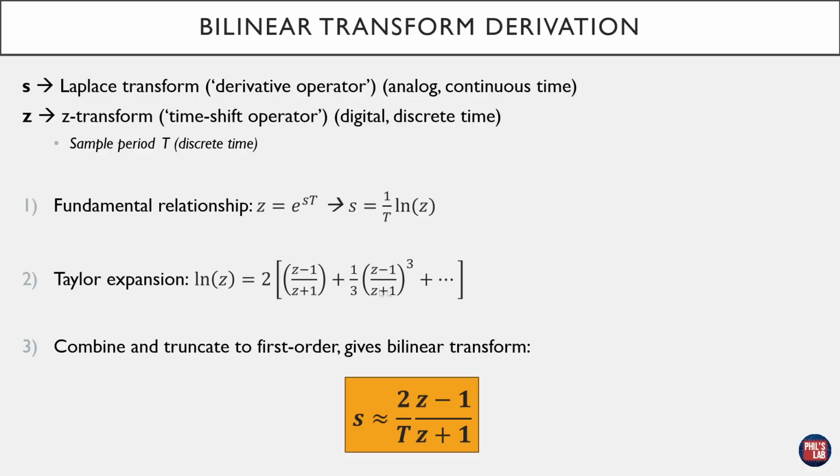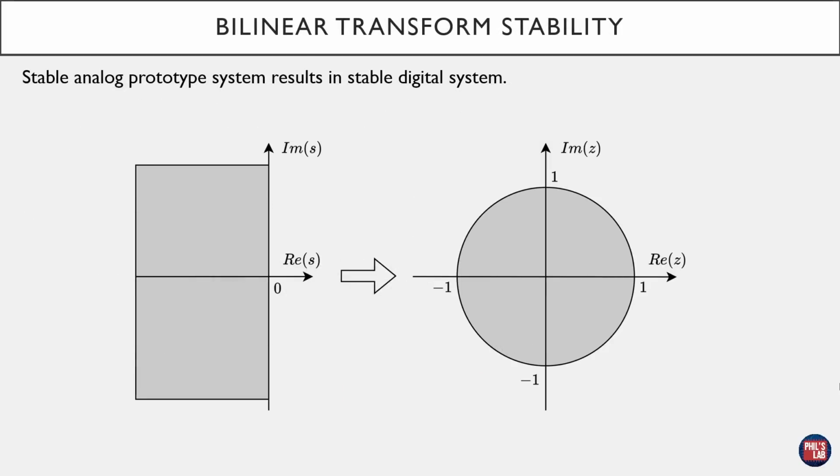What we'll do is simplify and truncate. That will just give a first order term, so we'll just take the 2 times (z minus 1) over (z plus 1) and combine that with this s equals 1 over T times natural log of z expression. Combining all of this gives the bilinear transform expression seen below, so s is approximately equal to 2 divided by the sample period times (z minus 1) divided by (z plus 1). A very nice property of the bilinear transform, similar to the backward Euler method, is that stability between these systems is preserved.